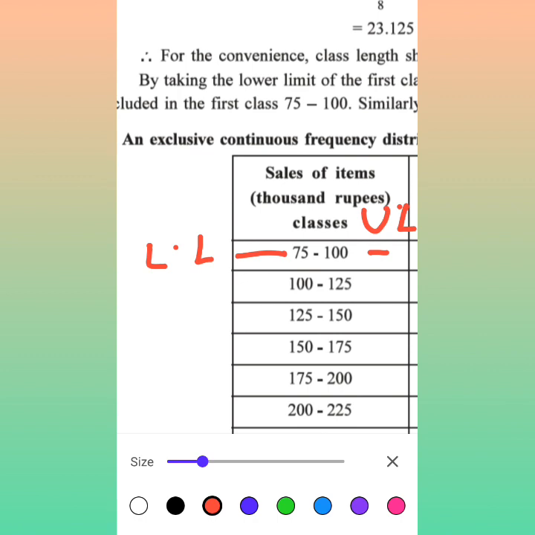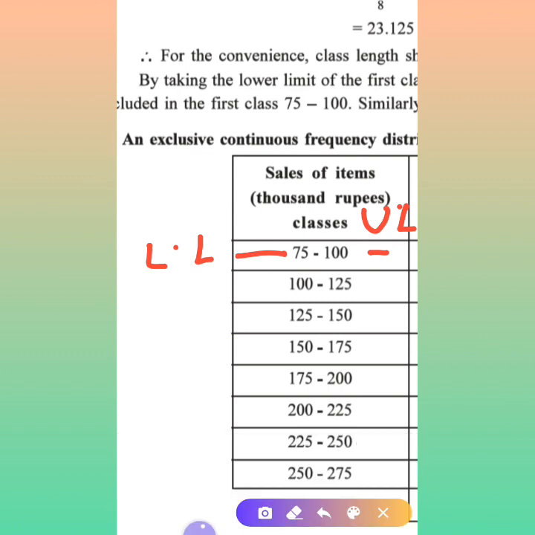With the help of the lower limit and the upper limit, we can also find out the boundary points. How we will find the boundary points, in the subsequent sums we will see. Now over here 75 is the lower limit, 100 is your upper limit. With the help of this I would like to explain what we mean by exclusive frequency distribution. This is a continuous frequency distribution and this is called exclusive.